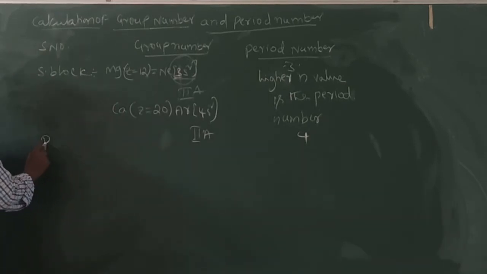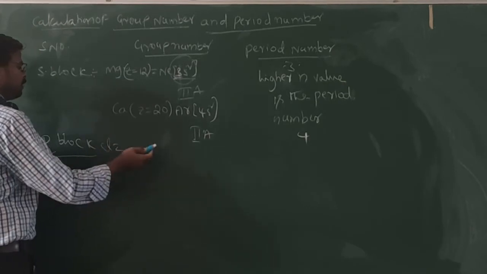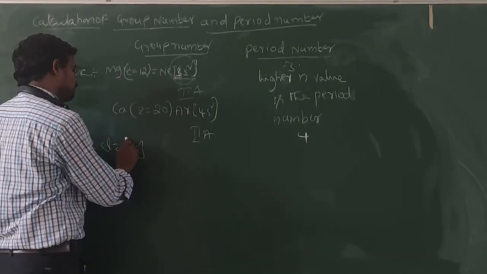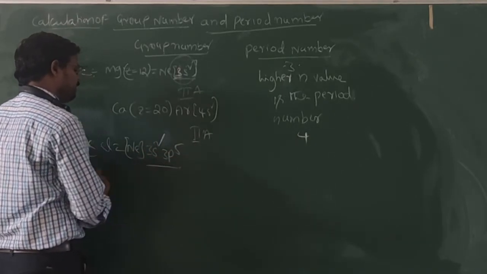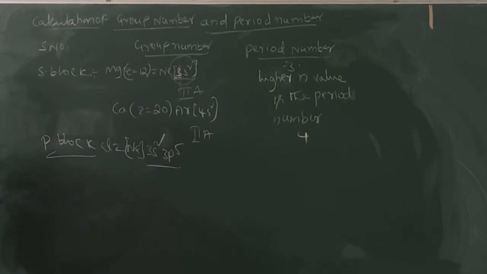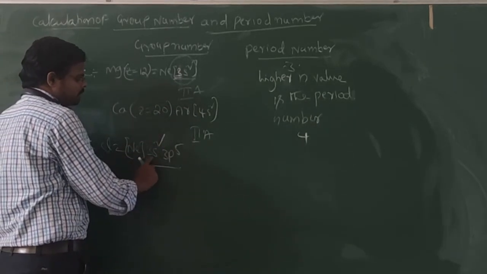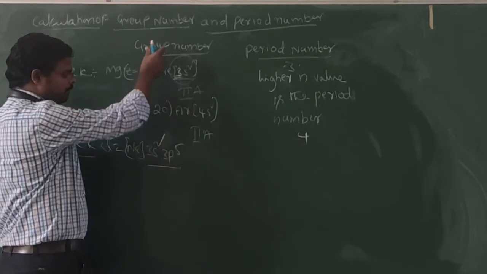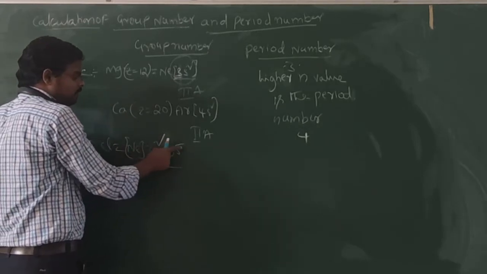Suppose an element is given from the p block, like chlorine. The electronic configuration of chlorine is neon 3s2 3p5. Here the outermost orbit is the third orbit, and the number of electrons in the outermost orbit is what gives the group number. How many electrons are there? 7 electrons are there.